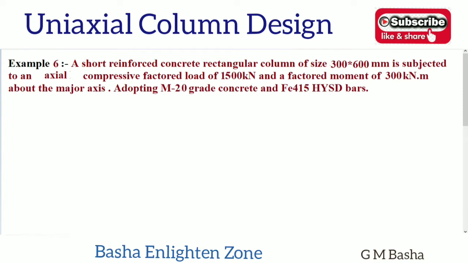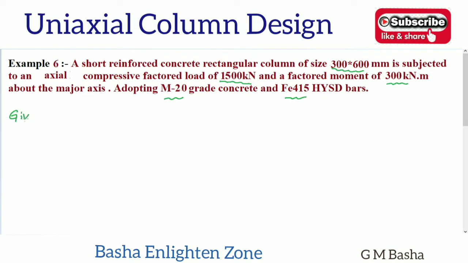In this lecture, I would like to explain another example based on the uniaxial condition. See here, that is example 6: a short reinforced concrete rectangular column of size 300 by 600 mm subjected to an axial compressive factored load of 1500 kN and a factored moment of 300 kN meter, adopting M20 grade concrete and Fe 415 steel.